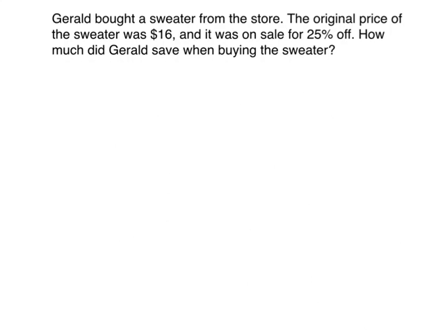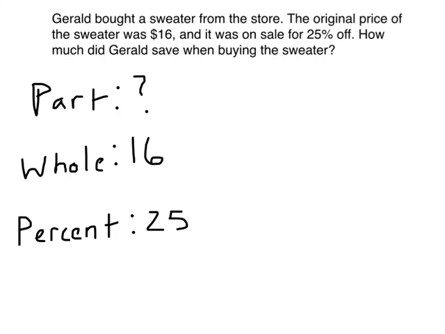Let's do another one. Gerald bought a sweater from the store. The original price of the sweater was $16 and it was on sale for 25% off. How much did Gerald save when buying the sweater? Go ahead and identify the part, whole, and percent in this problem. Here we are solving for the part, or the discount. The whole is 16 because that's the original total price of the sweater, and the percent is 25.